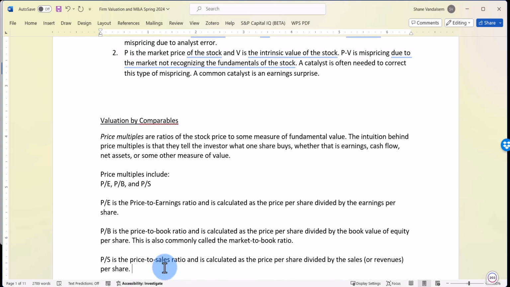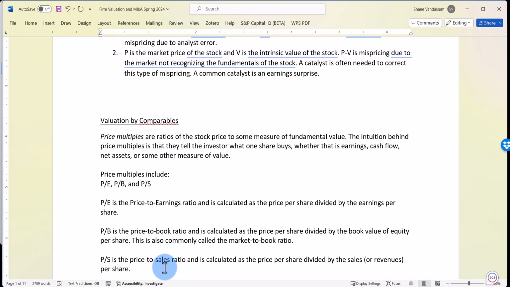So the last one, the price to sales ratio, is often used in situations where you can't get much information about the company. I've particularly seen this one used fairly often when you have a privately held firm where you only have maybe the sales for the company, the amount of sales for the company, and you want to get an idea of how much the company is worth based on that.